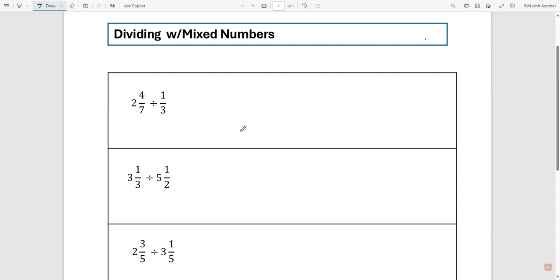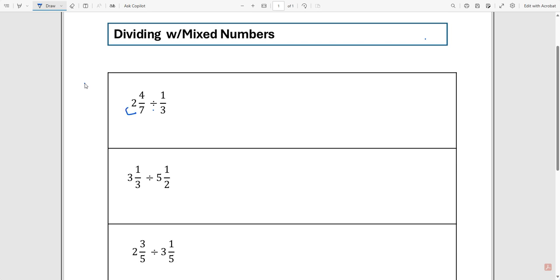And so what I simply do here on this first problem is we'll change the mixed number to an improper fraction, and then we'll change the operation from dividing to multiplication, flip the second fraction, and then just simply straight multiply. And that's all you have to do on these pretty much. Just keep it simple, nothing fancy.